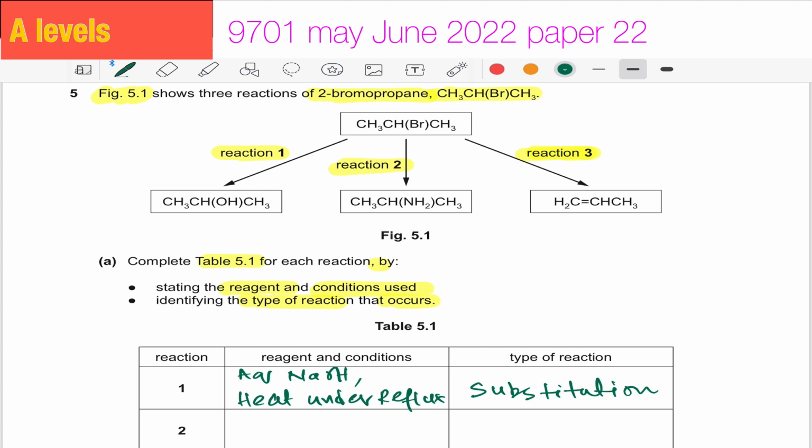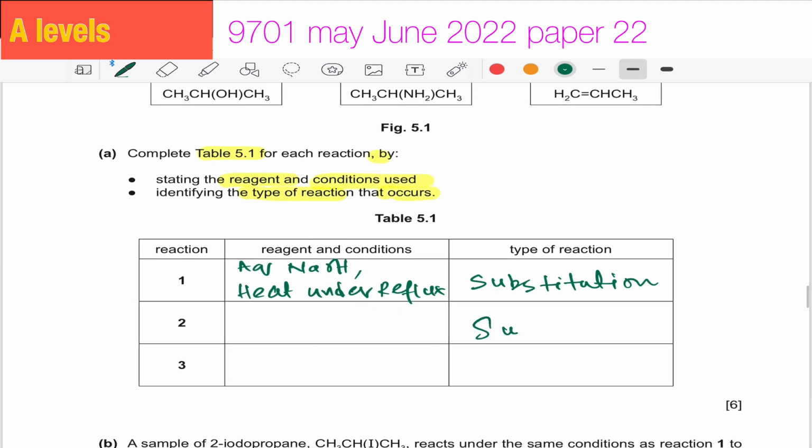Right, now the second reaction is we have 2-bromopropane, and instead of Br, we get an amine group, right? So Br is being replaced by NH2. So this is 2-aminopropane. So here the substituent is NH2. So again, this is a substitution reaction in which Br is being replaced by NH2. So this is again substitution, and this time the nucleophile would be ammonia.